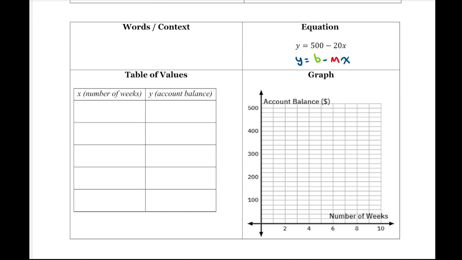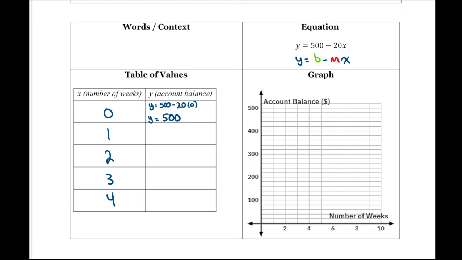So from this, we could create a table of values looking at 0 weeks, 1 week, 2 weeks, 3 weeks, 4 weeks, using the equation. So we could take this and plug in a value for x and solve for y. So when we're given one part, we can say y equals 500 minus 20 times 0, and y would equal 500. So that's our initial value.